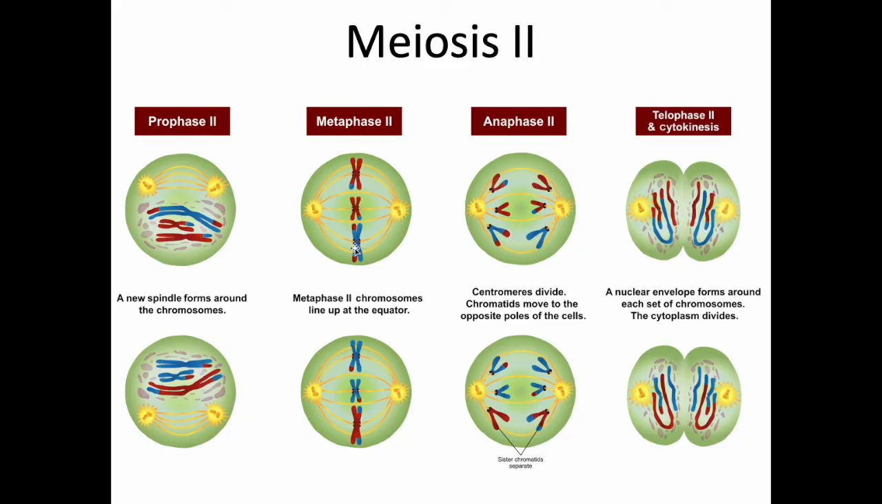Metaphase II. Sister chromatids line up in the center. Okay, still no tetrads, no crossover. These sister chromatids are lining up exactly the same as it was in mitosis. Anaphase II. The sister chromatids are pulled apart exactly like it was in mitosis. And then telophase II and cytokinesis, chromosomes decondense, nucleus, ER, Golgi, all the same stuff from mitosis.